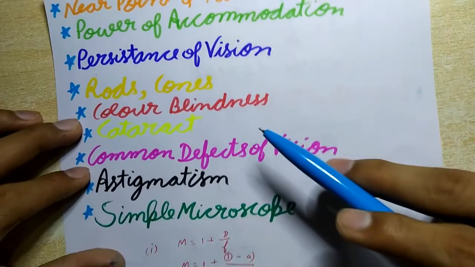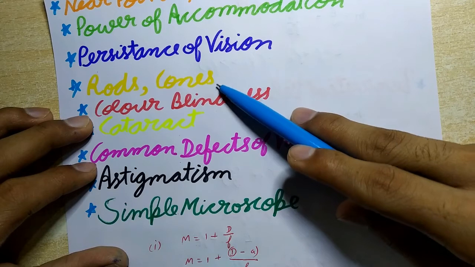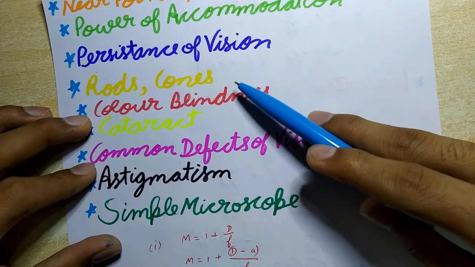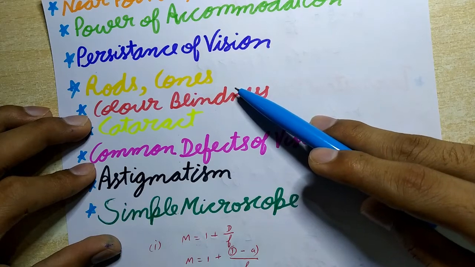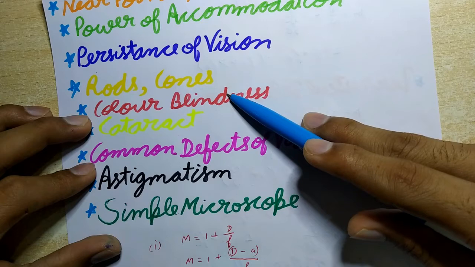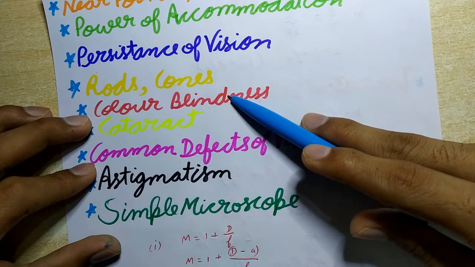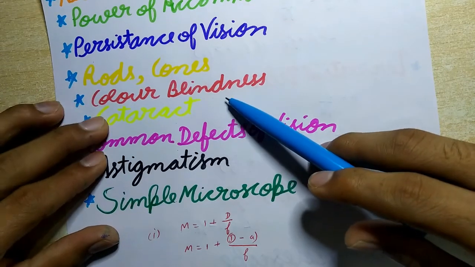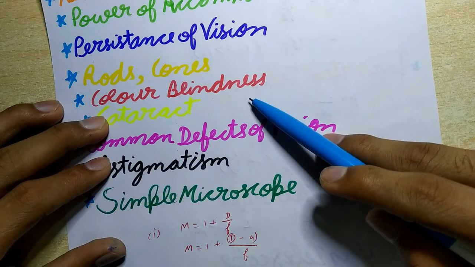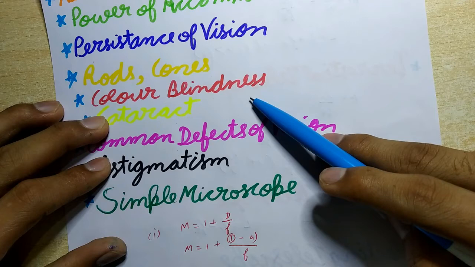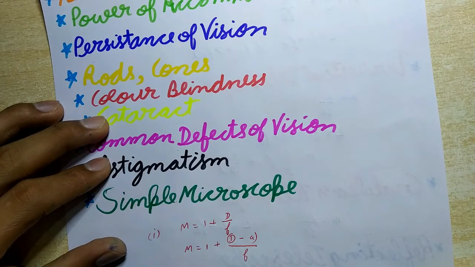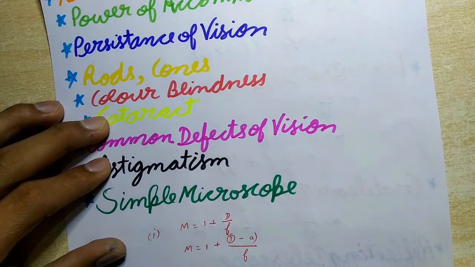And now next is rods and cones. Rods are the rod shaped cells of the retina that are sensitive to the intensity of light, and cones are the cone shaped cells of the retina that are sensitive to the colors of light. Now next is color blindness. A person who cannot distinguish between various colors but can see well otherwise is said to be colorblind. It is due to the lack of some cones in the retina of the eye.